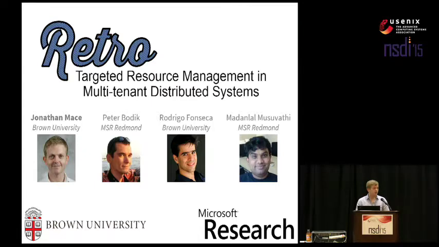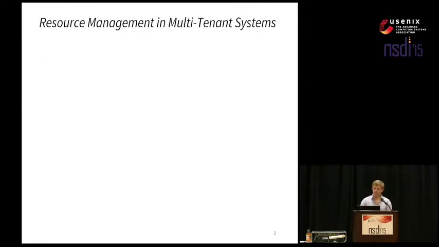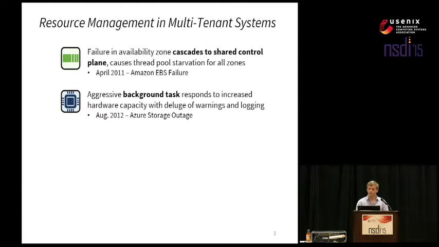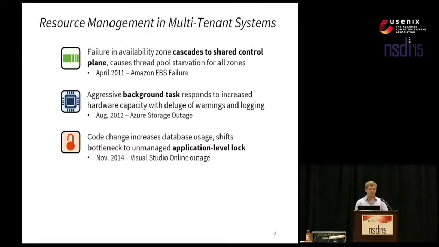So there are many examples of failures in distributed systems due to insufficient resource management. We've seen failures that cascade from one supposedly isolated availability zone up to a shared control plane, overloading resources in the shared control plane, like a shared queue, and ultimately spreading this outage to other availability zones. We've seen misconfigured background tasks that are allowed to aggressively consume resources until they eventually bring down the entire system. We've seen outages when unmanaged resources, like database locks, unexpectedly become bottlenecks after system code is updated or workloads change.